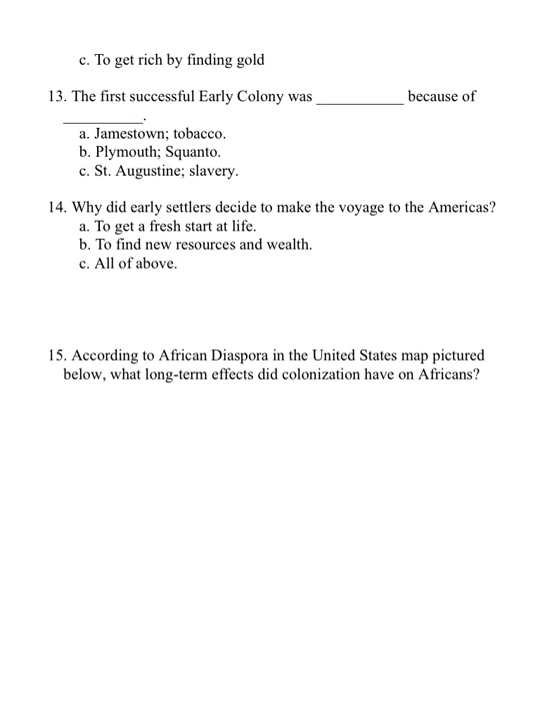Number 13. The first successful early colony was blank because of blank. Like the other ones that have 2 blanks, I'm going to say A, B, and C, and I'm going to fill in the blank. Whatever one makes the most sense is going to be the correct answer. Number 13, choice A. The first successful early colony was Jamestown because of tobacco. Is it B, the first successful early colony was Plymouth because of Squanto? Or C, the first successful early colony was St. Augustine because of slavery?